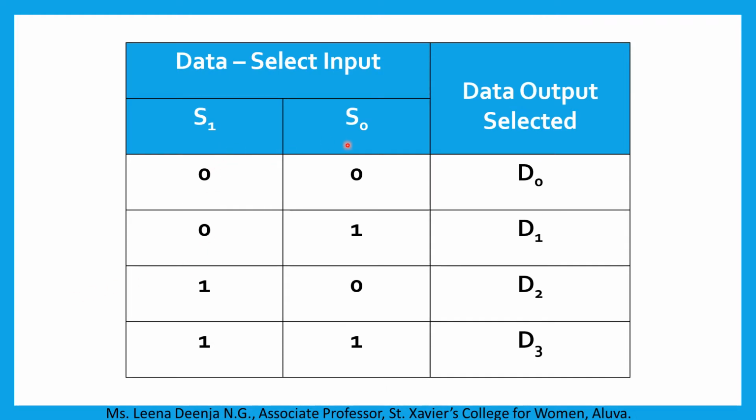When S0 and S1 are 0, 0, then the input given at E will appear at the data output D0. If S1 is 0 and S0 is 1, then the data output selected will be D1. If S1 is 1 and S0 is 0, E will appear through D2. And if S1 is 1 and S0 is 1, then E will flow through the data output D3 line.